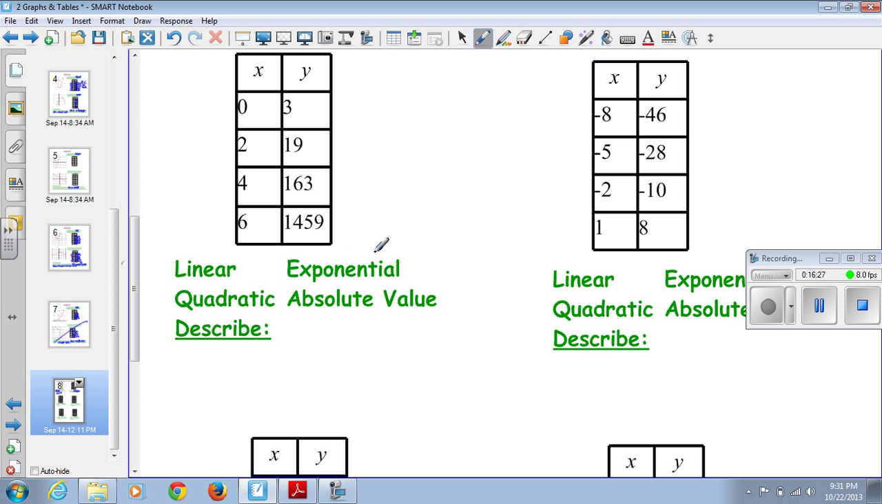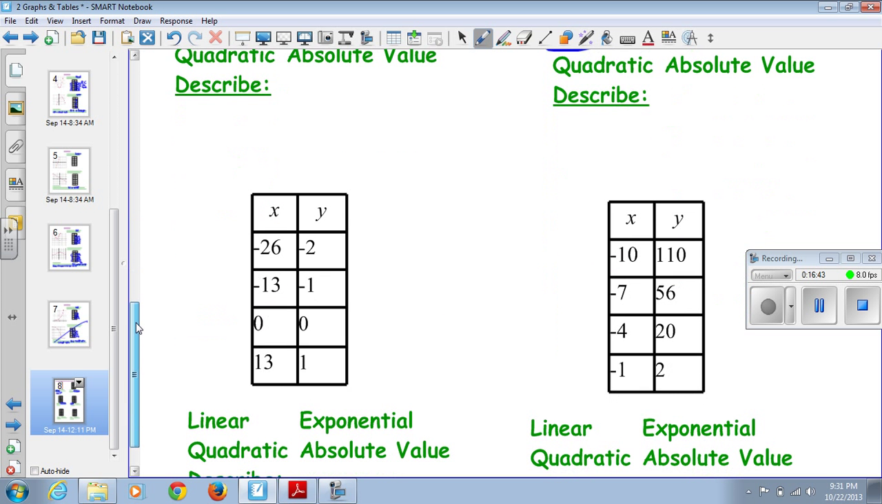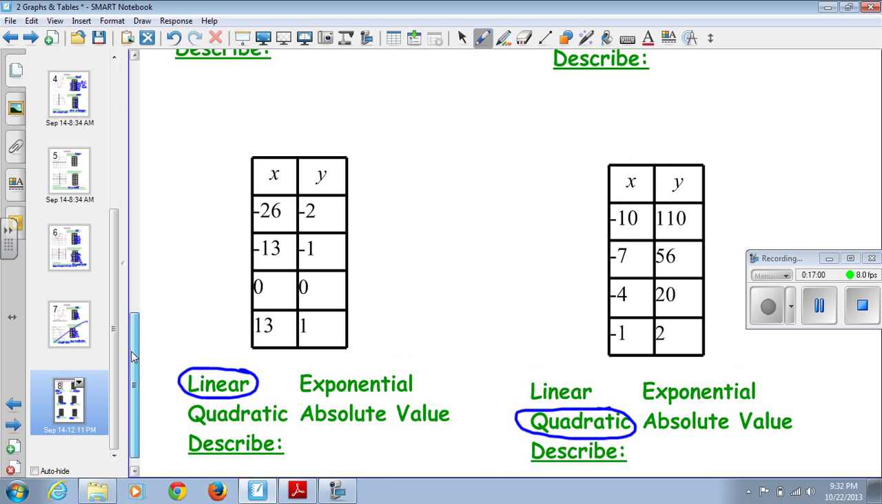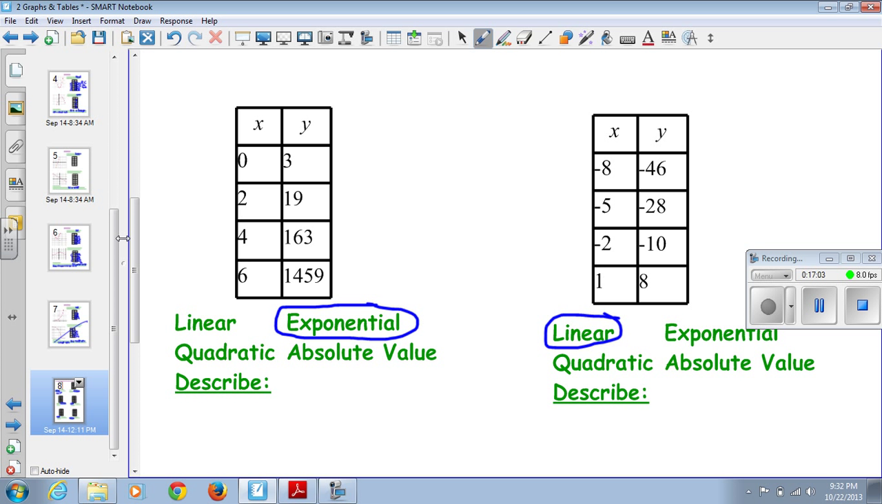This one right here, this is exponential. This one over here, this is linear. This one over here is also linear. And finally, we have a quadratic. And when you describe these, just describe the rate of change, whether it's constant, whether the rate of change itself is multiplying by the same number, etc. Look at all the previous descriptions.